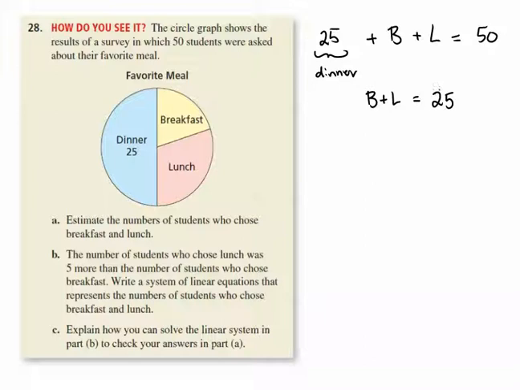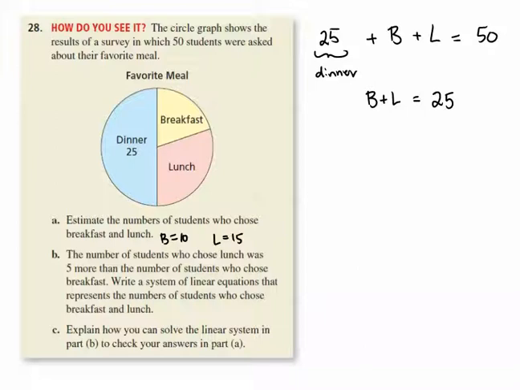All right, the first thing we're asked to do is to estimate the number of students who chose breakfast and lunch. Well, from estimating, breakfast will be less than half of 25, and lunch is going to be more than half. Half of 25 is 12 and a half. So let's estimate breakfast is less than 12 and a half, so maybe that's 10. Lunch is a little more than 12 and a half, so maybe that's 15.